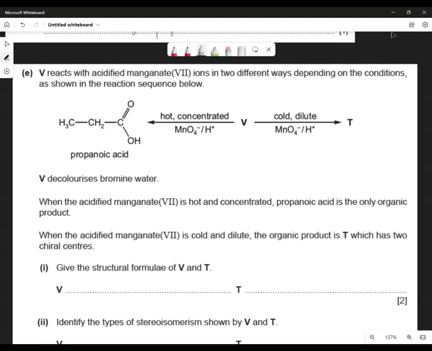Now, this is the bit that Bodyburner actually wanted, but I wanted to do the whole thing. V reacts with acidified manganate 7 ions in 2 different ways depending on the conditions. So hot, concentrated, we get that. Cold, dilute, we get that. Now, obviously, on the left, this is a vigorous oxidation. And this one is a mild oxidation.